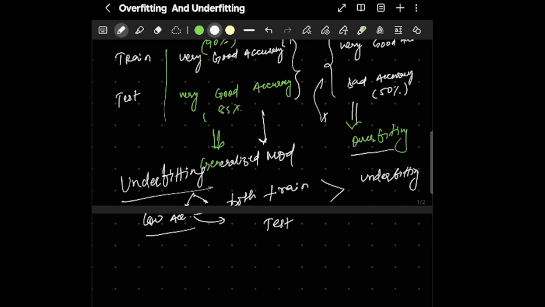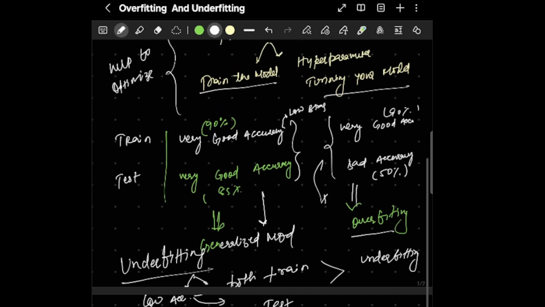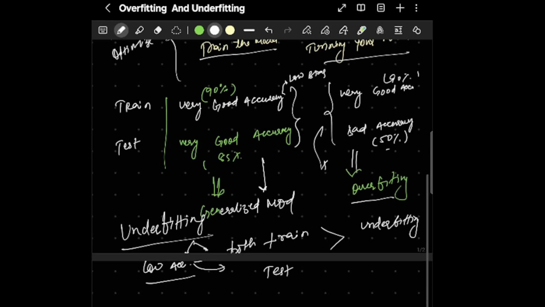So what we discussed: in the overfitting scenario, the model performs well on the training data but poorly on new, unseen test data. For example, the accuracy on training data is around 90%, but the test data accuracy is around 50%. That is bad accuracy. This means the model has learned the training data too well but failed to generalize. In this case, we say the model has low bias but high variance.